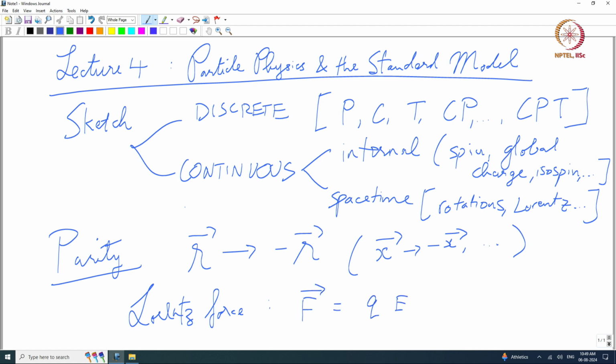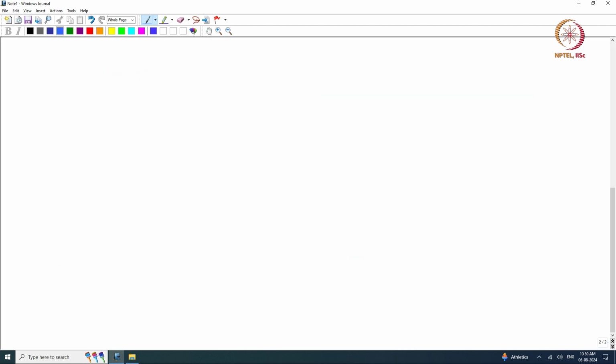Right? With both the electric and magnetic fields, correct? Okay. Now, under R going to minus R, what happens? What happens to the electric field? If I flip, it goes to the negative. Yeah, exactly. It goes to its own negative.